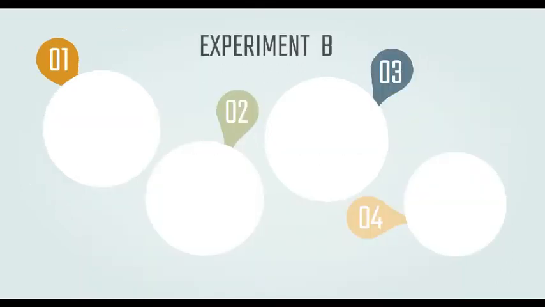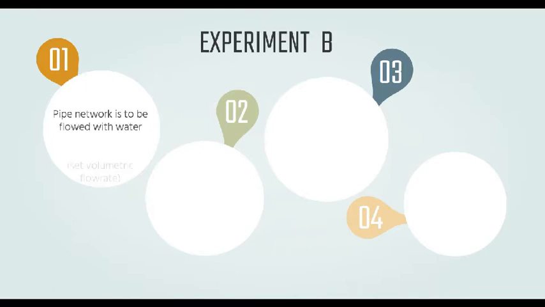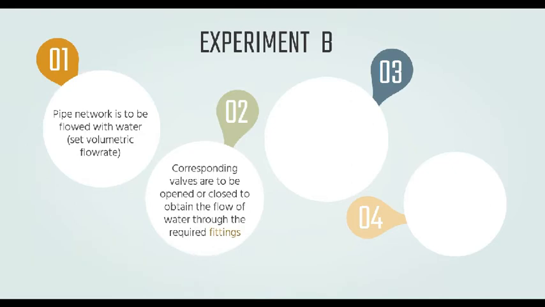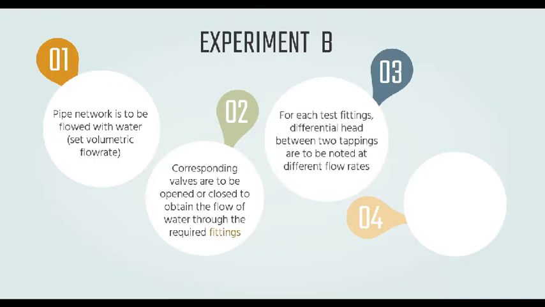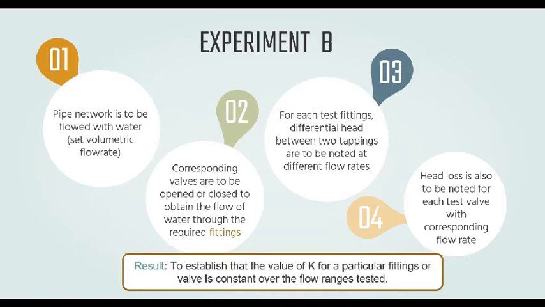So next, experiment B. The first and second steps are the same as experiment A. The corresponding valves are to be opened or closed to obtain the flow of water through the required fittings. In experiment B, we will focus on fittings. For each test fitting, the differential head between two tappings is to be noted at different flow rates. The head loss is also to be noted for each test valve with the corresponding flow rate. The result for this experiment is to establish that the value of K for a particular fitting or valve is constant over the flow range tested.